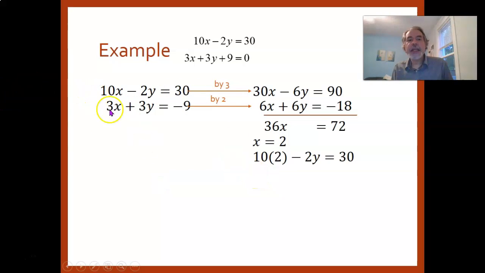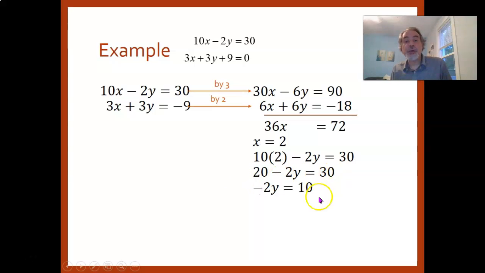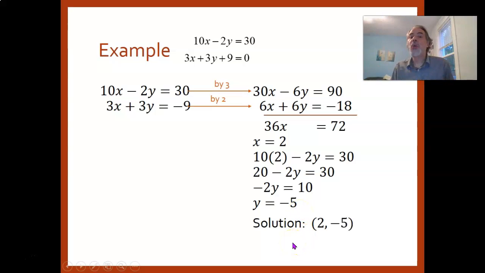If I do the top one, 10 times 2 minus 2y equals 30. Well, 10 times 2 would be 20. So we're looking at 20 minus 2y equals 30. Keep the y term where it is, but get rid of the constant term by subtracting 20 on both sides, and we get -2y equals 10. Then divide both sides by -2, and y equals -5. So we've got our x and our y, and together they make up the solution to the system. X is 2, y is -5. That's what makes both the equations true.